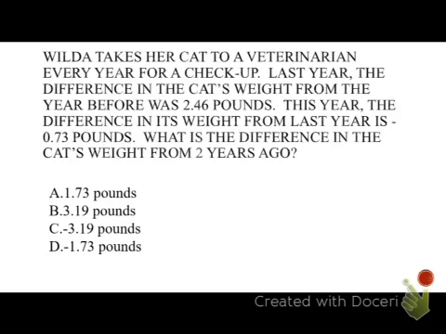Well, 2 years ago, the cat weighed an amount. And when it went to the vet, it had gained 2.46 pounds. And when it went to the vet again, it had lost 0.73 pounds. So the adjustment in weight overall is 2.46 minus 0.73.